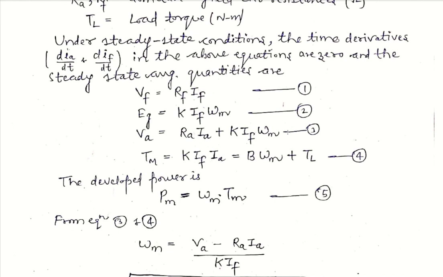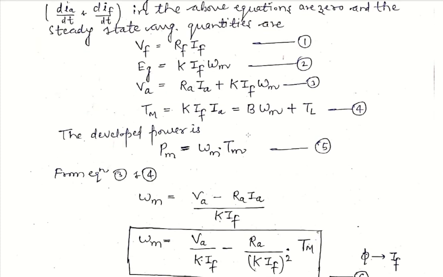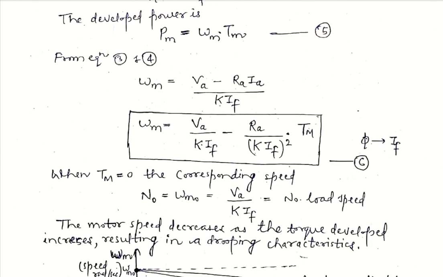Now we will calculate the value of Ia from expression 3, which is written as (V minus Ia Ra) divided by K ωm. So from equation 3 we will calculate the value of ωm, and we will put this value of ωm into expression number 4. If we put it in expression number 4, we will have the expression like this. So ωm is equal to V divided by K If minus (Ra divided by (K If) whole square) into Tm.